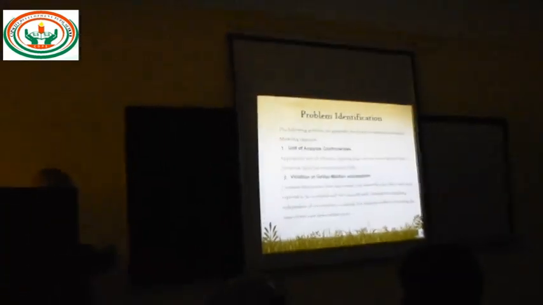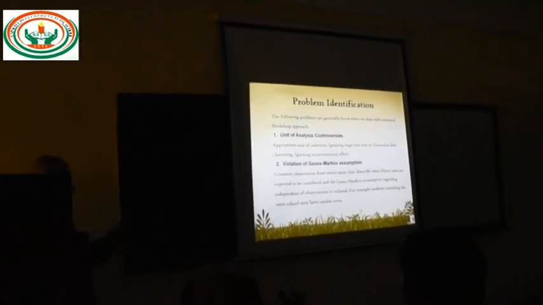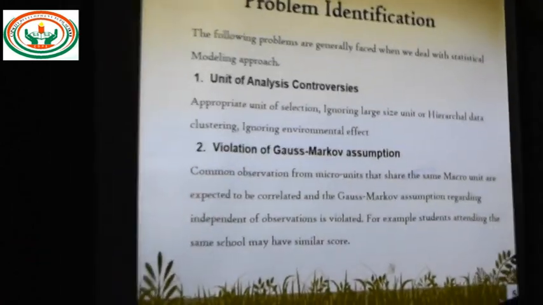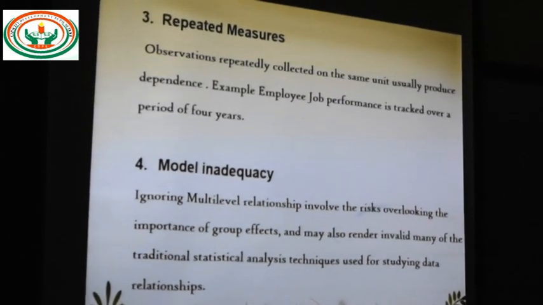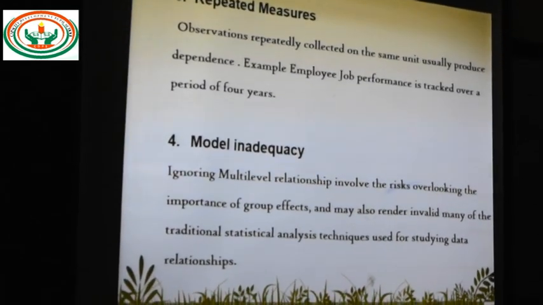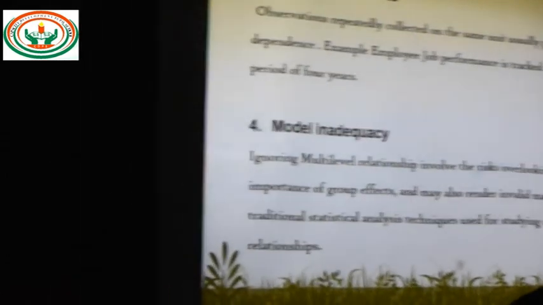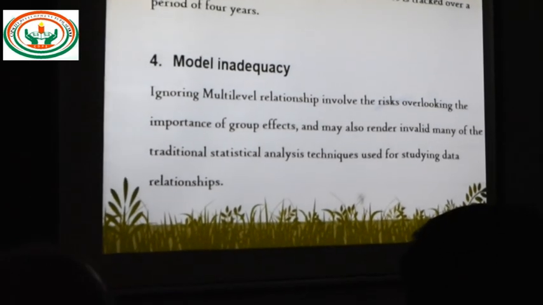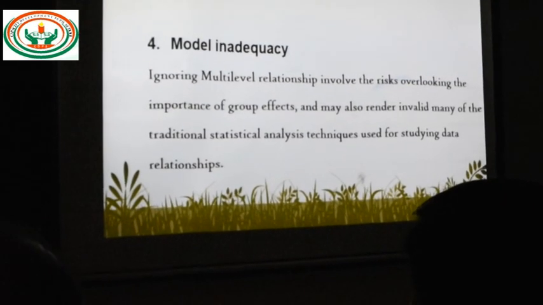Secondly, violation of the assumption: the errors should be independently distributed. When we come across a situation where the assumption is violated, then we have to face problems. So this is another issue. Repeated measures collected on the same individuals usually produce dependence. The same individual is repeated time and again, so the independent observation assumption is violated. For example, job performance is measured over a period of 4 years. This is a typical example of repeated measures which causes the violation.